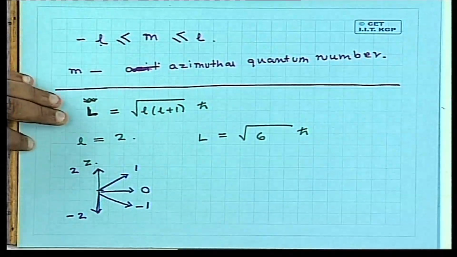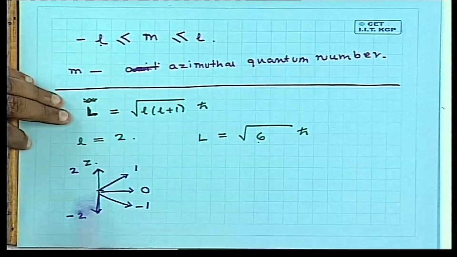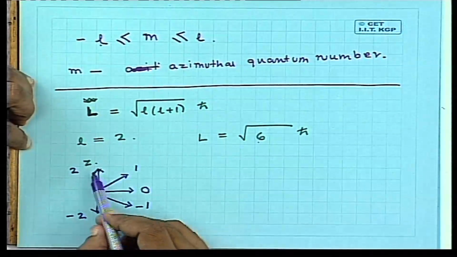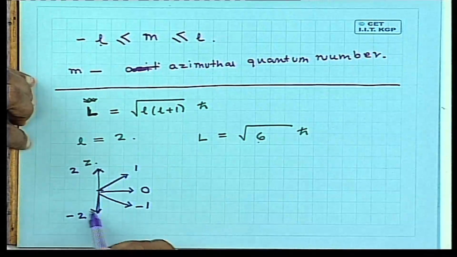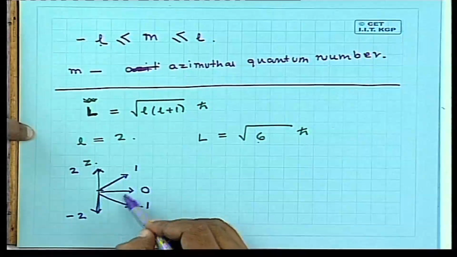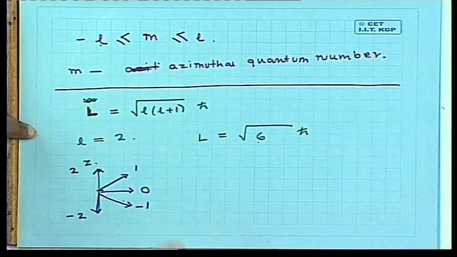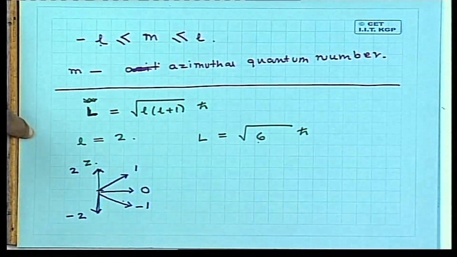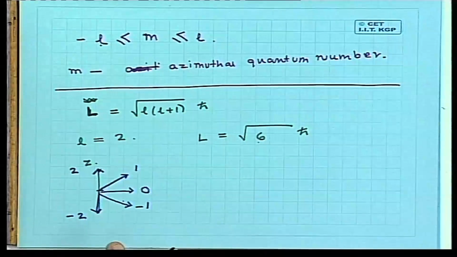So you can visualize the angular momentum as a vector of this magnitude and having different possible z components. One possibility is z component of 2 ħ, another possibility is 1 ħ, 0, minus 1 ħ, and minus 2 ħ. Now in each of these states, the z component of the angular momentum is very precisely defined. If I make a measurement of the z component of the angular momentum for this vector, I will get 1 ħ. But the x and y components are not well defined, not precisely defined.